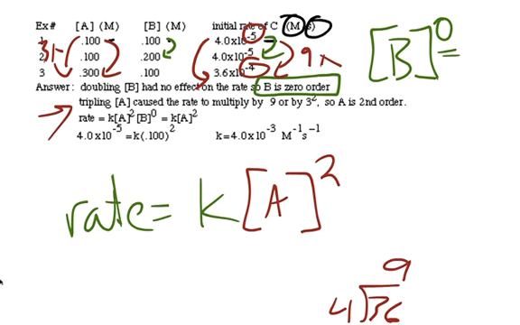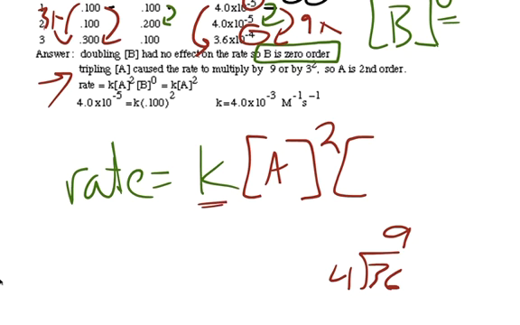Now notice our full rate equation would really have the constant times A to the second order, B to the 0 order. And again, a lot of times, if it's to the 0 order, they leave it off, and they just write that as second order with respect to A.